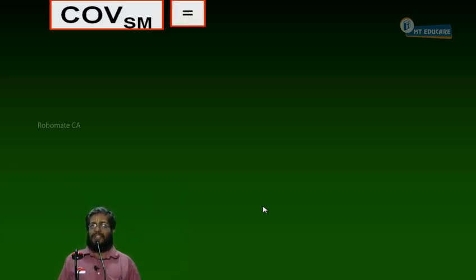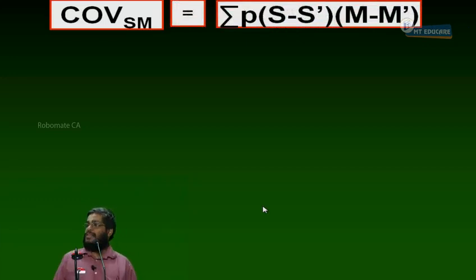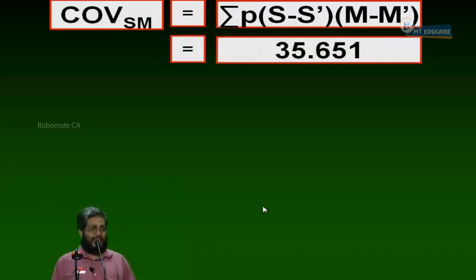Covariance of security and market is equal to, tell me the formula substitution, what is that? That is sigma P into S minus S bar into M minus M bar. Should we calculate this? Already calculated. Look at the first table and tell me what is sigma P into S minus S bar into M minus M bar? 35.651. The covariance is 35.651. Respond, yes or no?